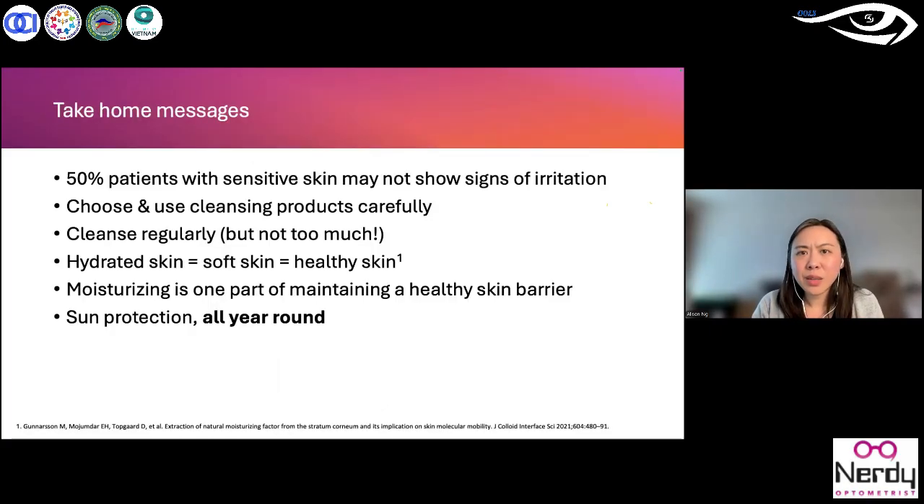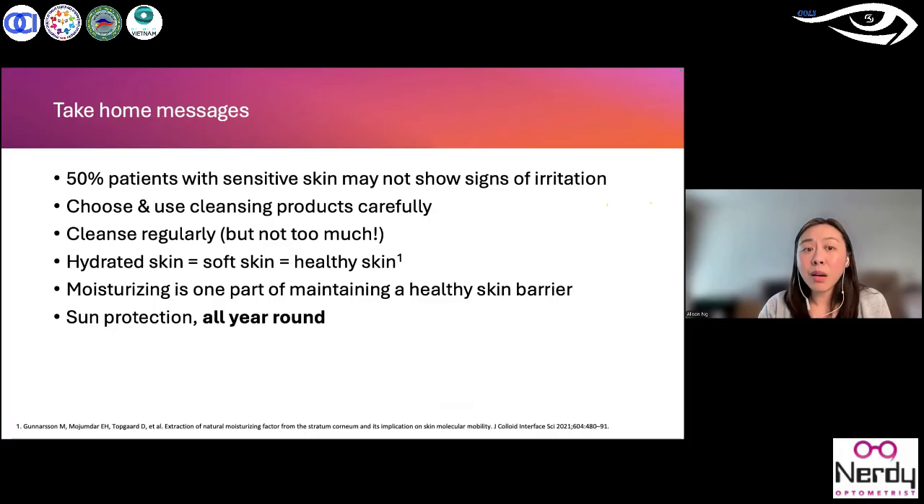So what are the take-home messages? I'm very aware of the time. Just remember that 50% of our patients with sensitive skin might not show signs of irritation. We're going to tell our patients to choose and use their skin cleansing products carefully and to cleanse regularly, but not too much. Sometimes our patients' barriers get disrupted because they've purely just cleansed too much or they rub too much with the particular product. Hydrated skin is soft skin, which is healthy skin, and that's really important to remember.